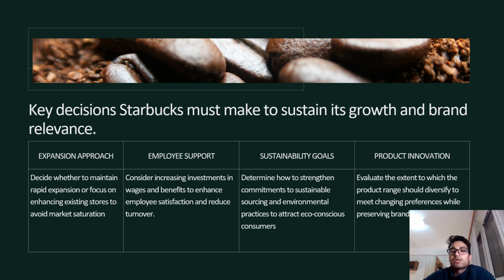Fourth one is product innovation or development. Starbucks should evaluate how much to diversify its product range to meet shifting consumer preferences without losing its brand identity. This includes decisions on plant-based options, seasonal offerings, and new store formats.